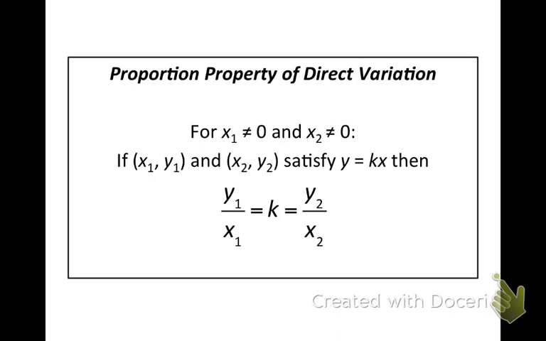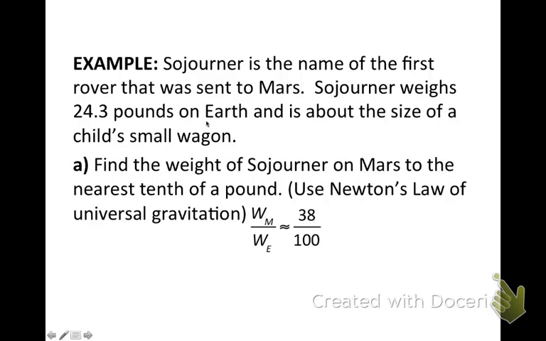So if they give you a given point, and they give you one unknown point, you can set up your proportion like Sarah expressed in the last example to solve for an unknown part. Okay? So you can use either method. If you want to solve out your equation first and then plug in your numbers, you may do it that way. Or if you want to set up your proportion, you can set up your proportion.